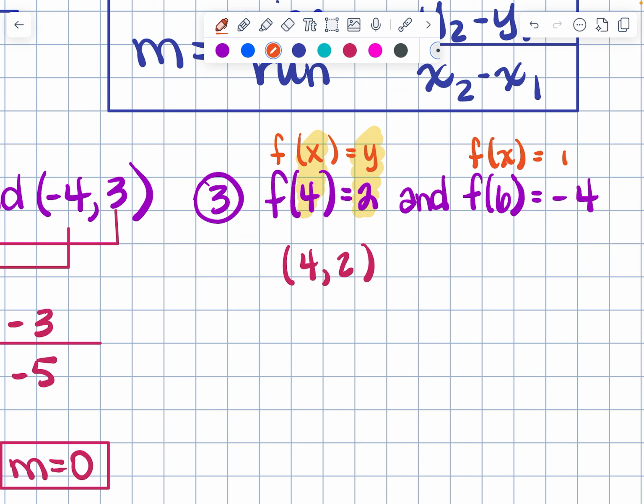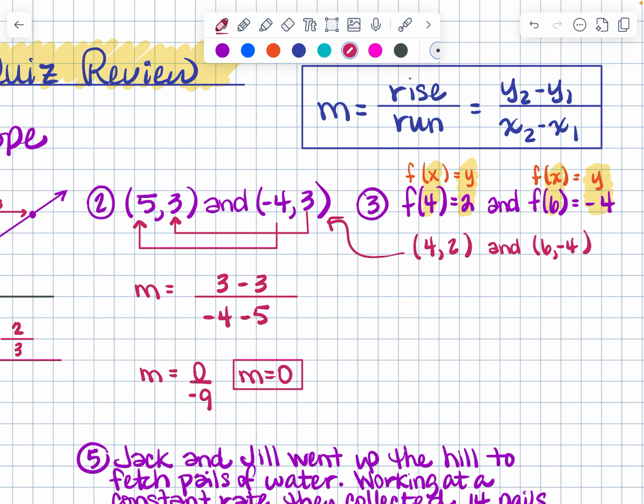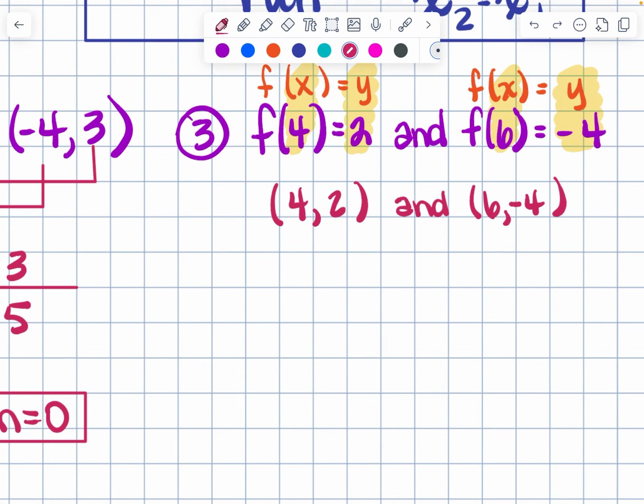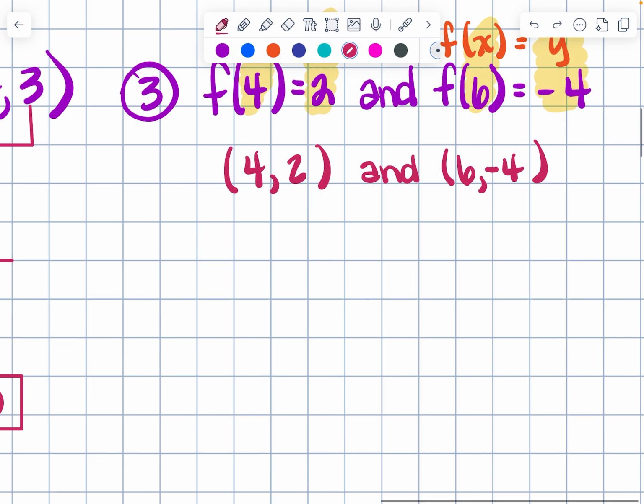And then over here, for this f of x equals y, again, they're just telling us that when the x value is 6, the y value is negative 4. So they're telling us that the point 6, negative 4 lies on the line. And you'll notice then we're just right back to the problem that we just did a second ago. It's just a function notation way of writing an ordered pair, so no big deal. So we're just going to go ahead and use that slope formula.